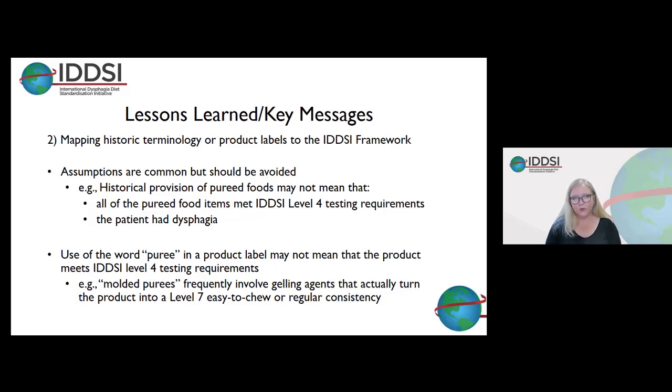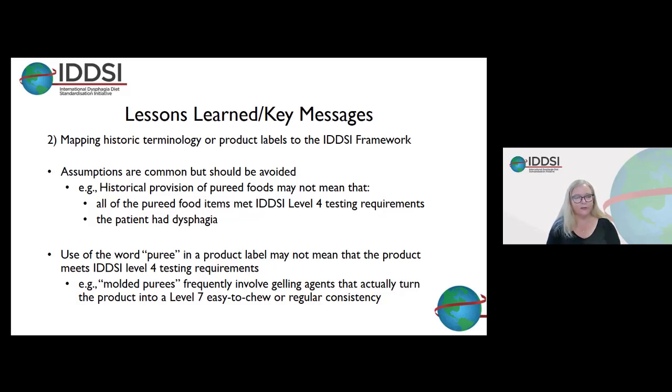Another related issue that is quite a debate right at the moment relates to the presence of texture terminology words in product labels that imply that a product falls in a particular zone on the IDDSI framework, but that implication may not be backed up by IDDSI testing. One of the clearest examples at the moment relates to the use of the word puree in product labels, and you may be familiar with the fact that there are several companies that manufacture purees that are molded or shaped in the form of the food that they represent. And this has the potential to be confusing because, in fact, the process of molding and shaping those foods frequently involves the use of gelling agents that turn that pureed product into something that is more solid and is actually more likely to fall into level 7 easy to chew than it does into level 4.